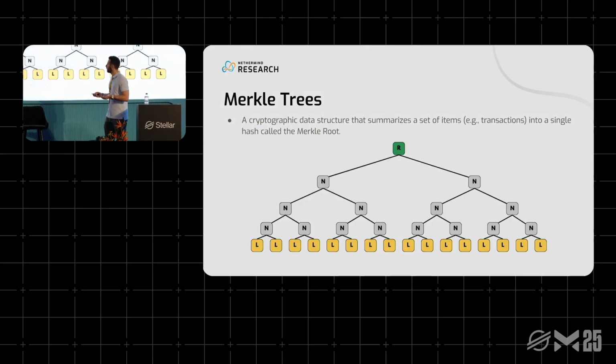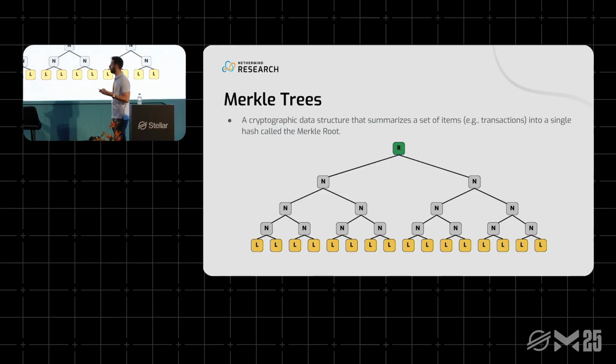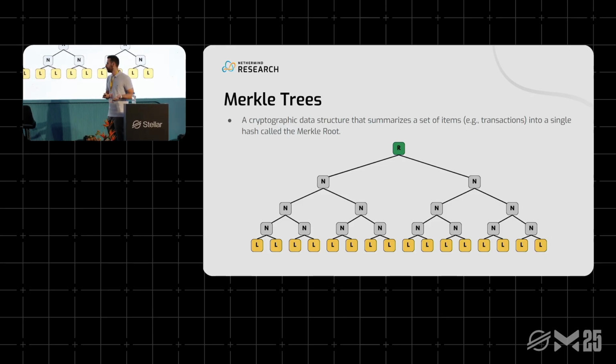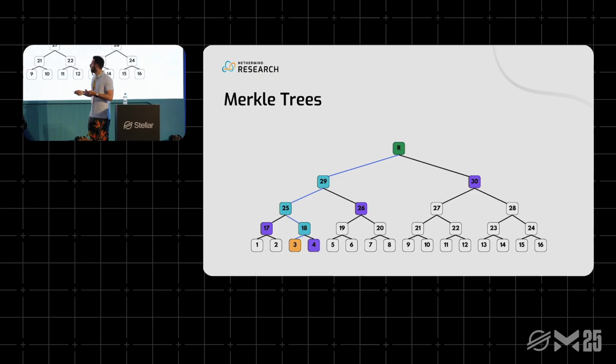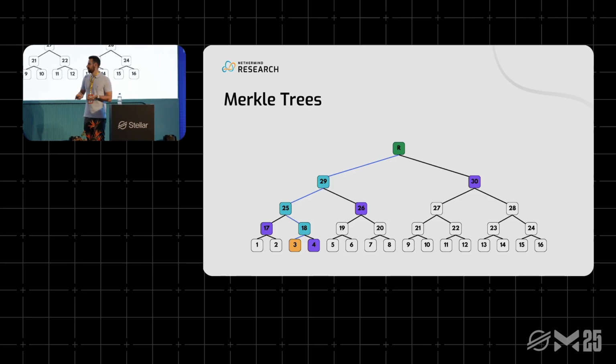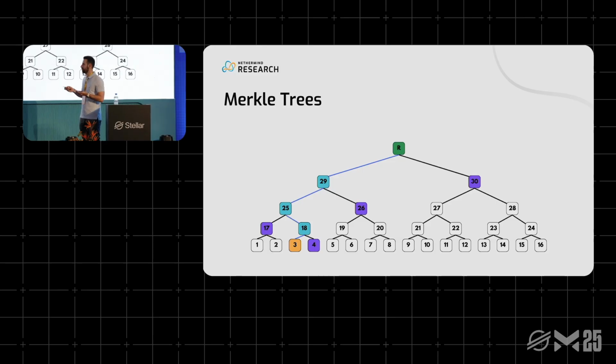Then we have Merkle trees. They are cryptographic data structures that summarize a set of items. We're going to need them for later. And they're very cool because you can prove paths very easily. Like here, for example, you can prove that 3 is in the Merkle tree by just needing the purple elements, which are 17, 4, 26, 30, and you can derive the light blue elements very fast. They're cool because you can prove stuff very fast.